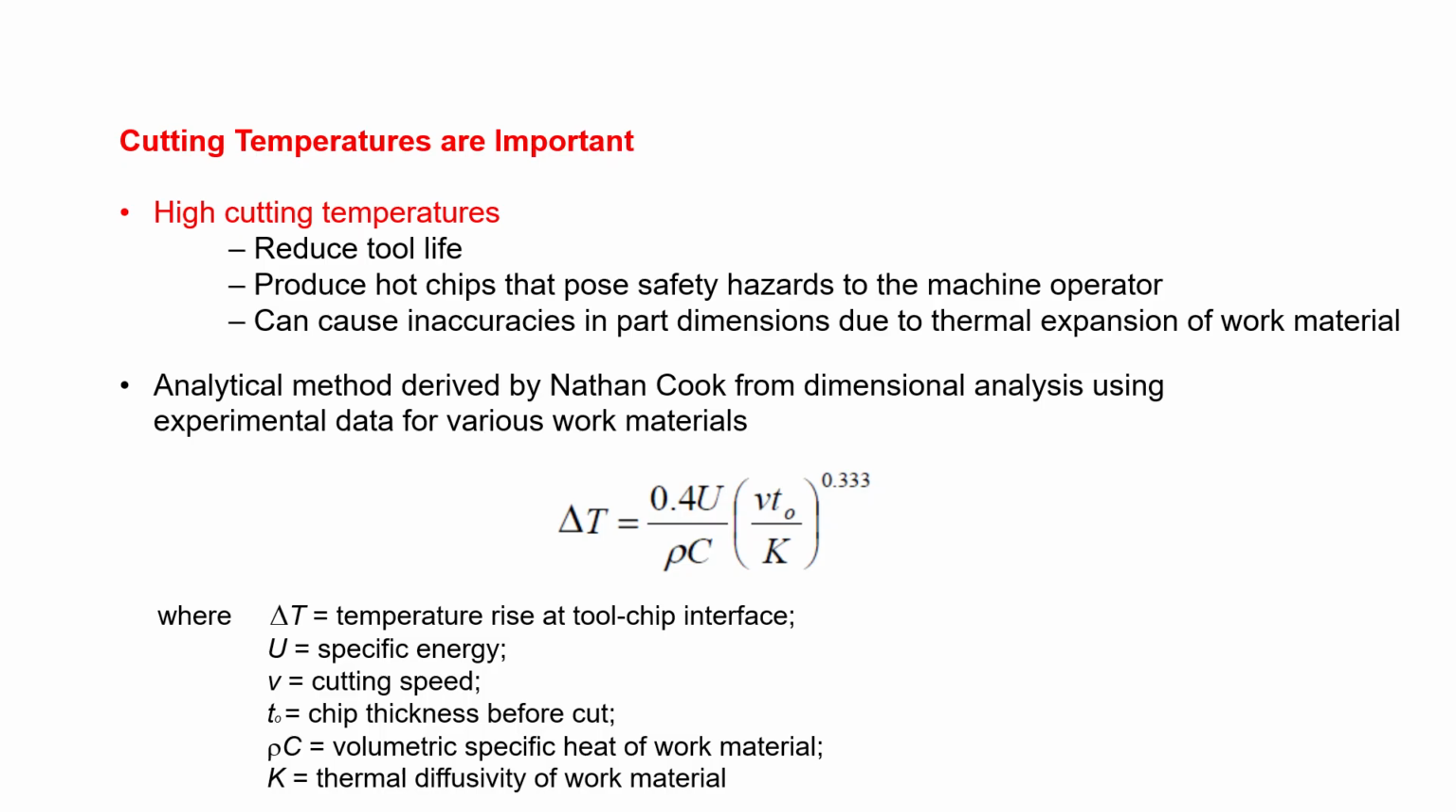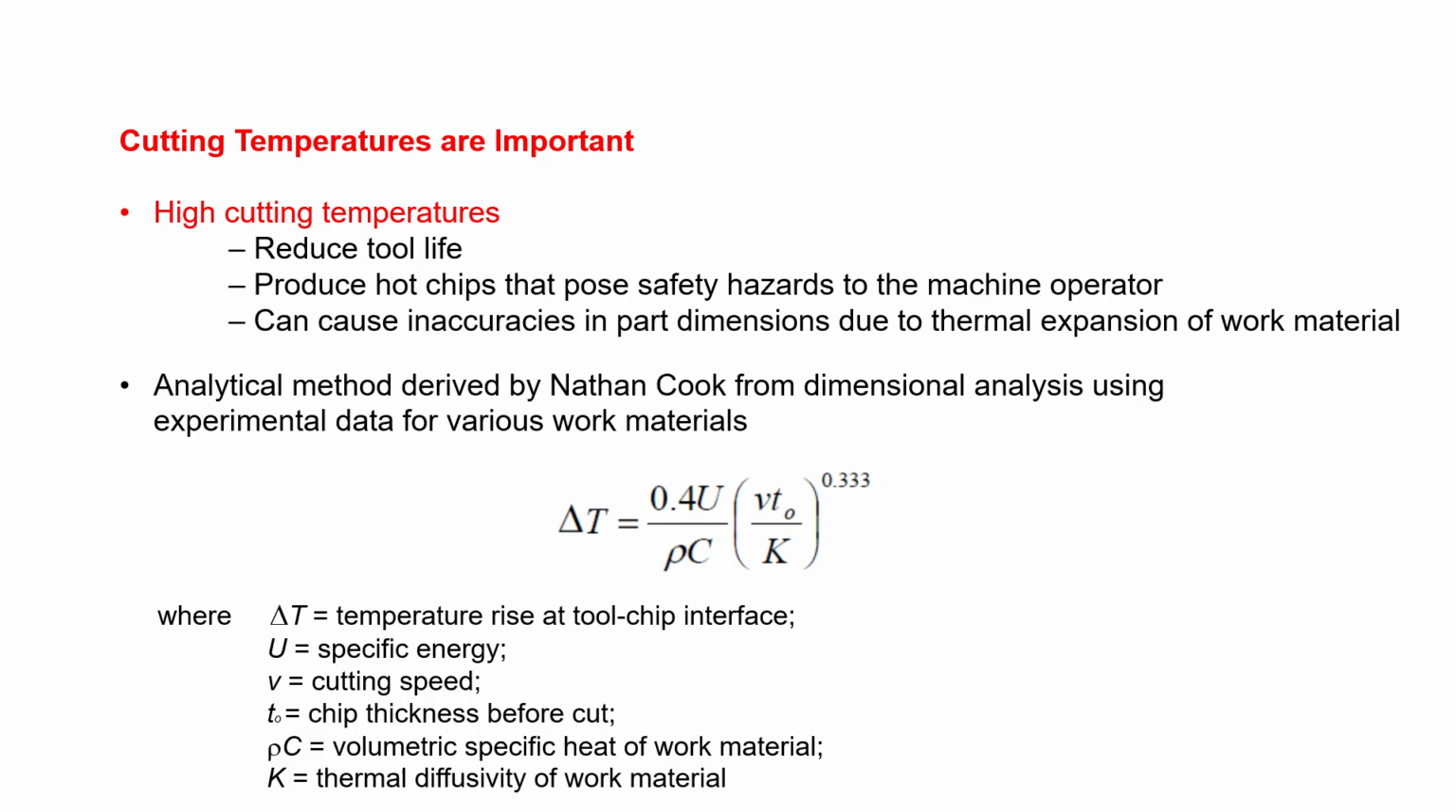The high temperature usually has negative effects on the machining operation because it's going to reduce the tool life, and also produce a hot chip that poses a safety hazard to the machine operator, and can also cause inaccuracies in the part dimensions due to the thermal expansion of the work material. So we're using an analytical method derived by Nathan Cook from a dimensional analysis using experimental data for various work materials.